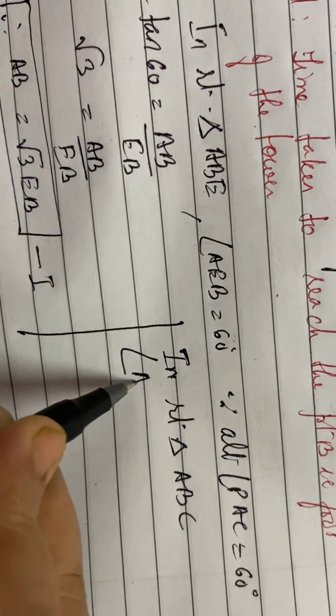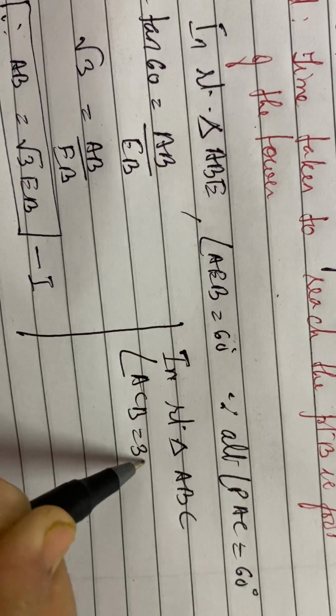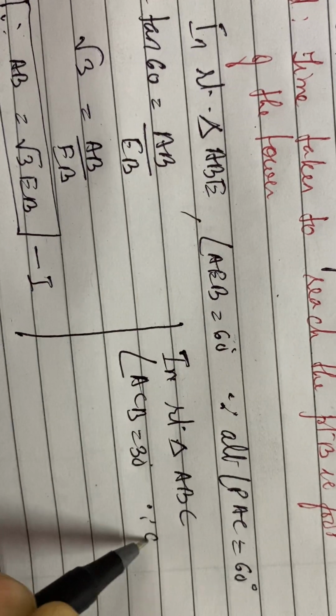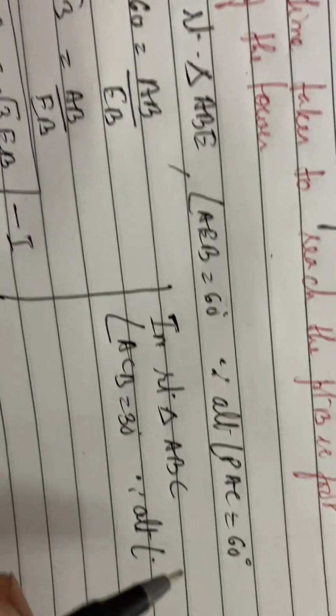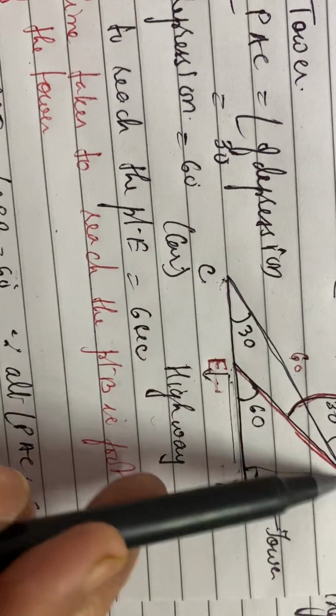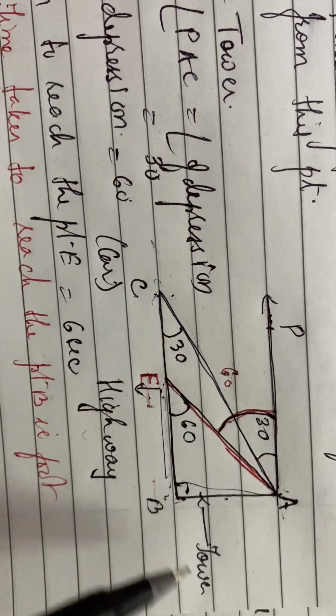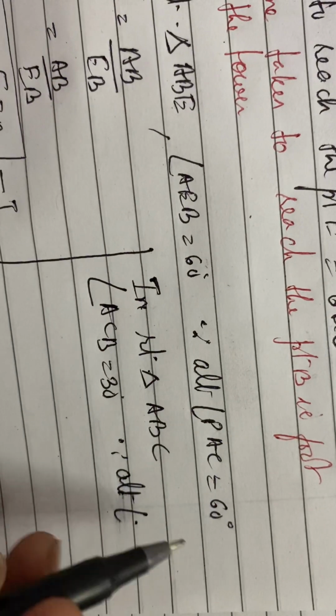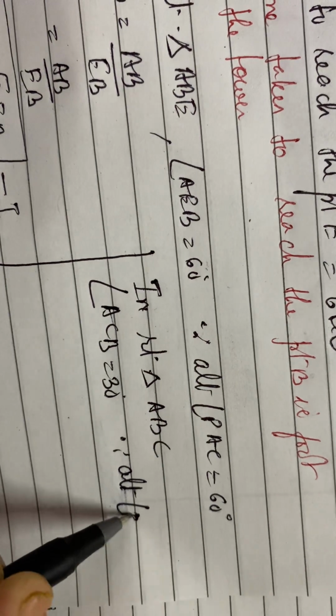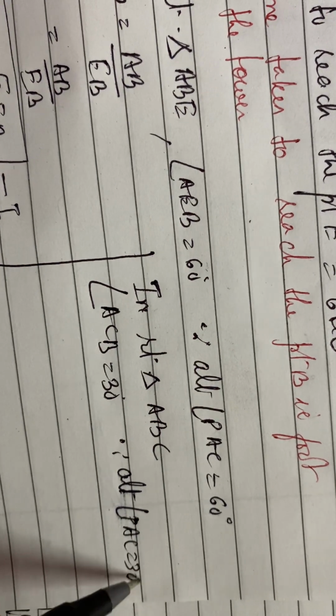Angle ACB is equal to 30 degrees since it is an alternate angle to angle PAC. This alternate angle PAC is 30 degrees, so ACB will be 30 degrees.